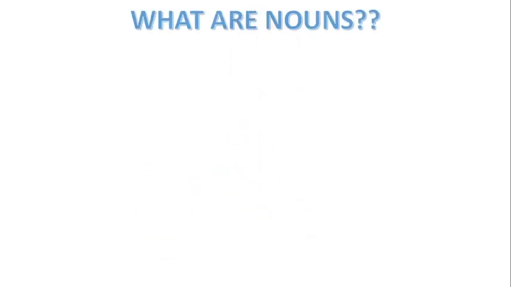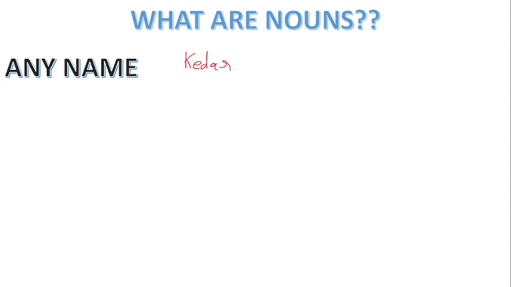Let's start with nouns. What are nouns? So nouns basically mean any name. Okay, so I can write down my name. My name is Kedar. Okay, I stay in India. Again, India is the name of a country. So any kind of name you come across is a noun.